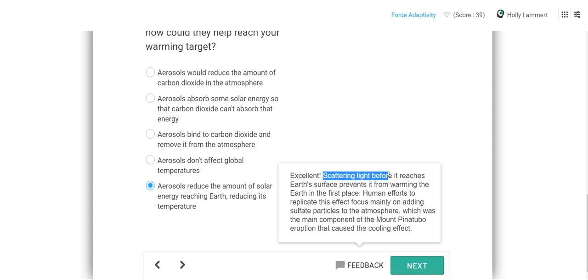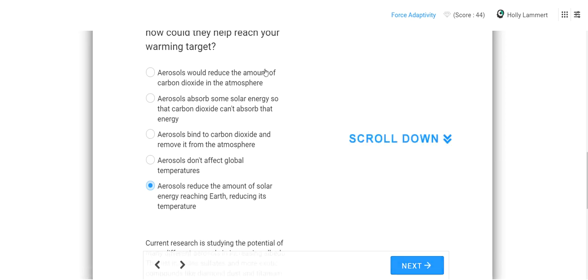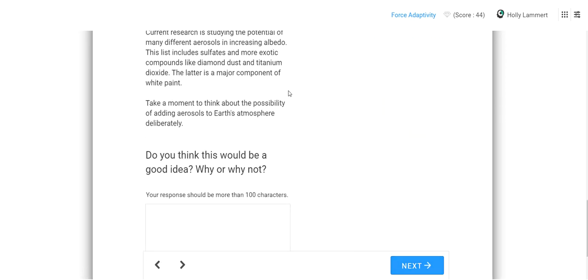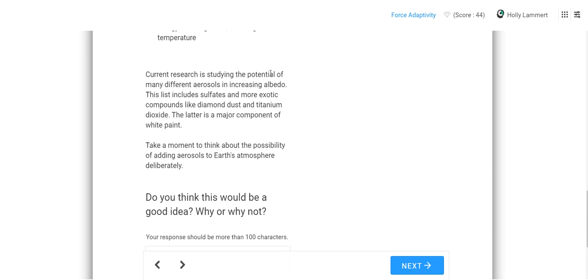We call that scattering light. Human efforts replicate this effort by adding sulfate particles to the atmosphere, which was the main component of the Mount Pinatubo eruption. Current research is studying the potential of many different aerosols in increasing albedo. This list includes sulfates and more exotic compounds like diamond dust and titanium dioxide. The latter is a major component of white paint.